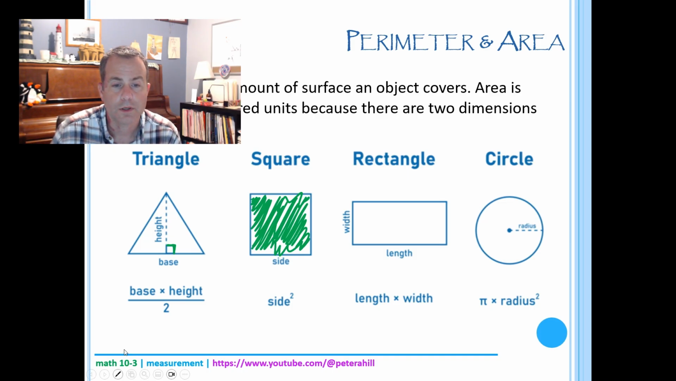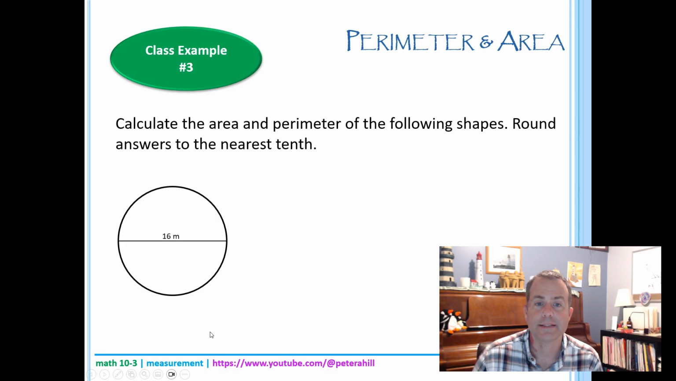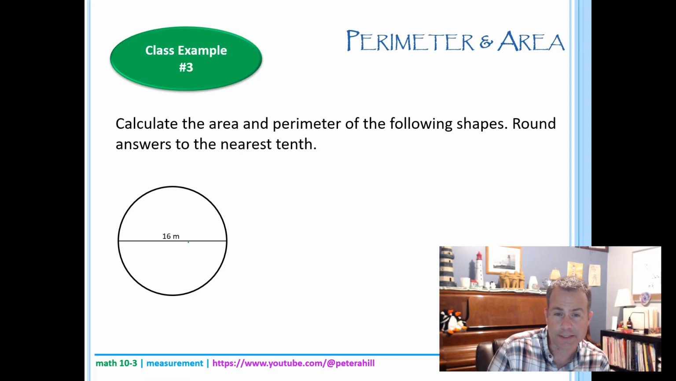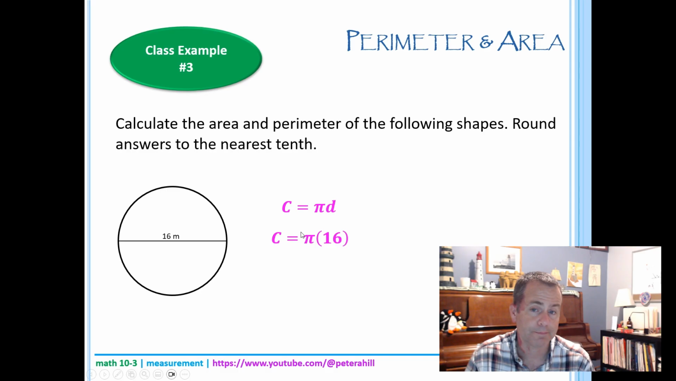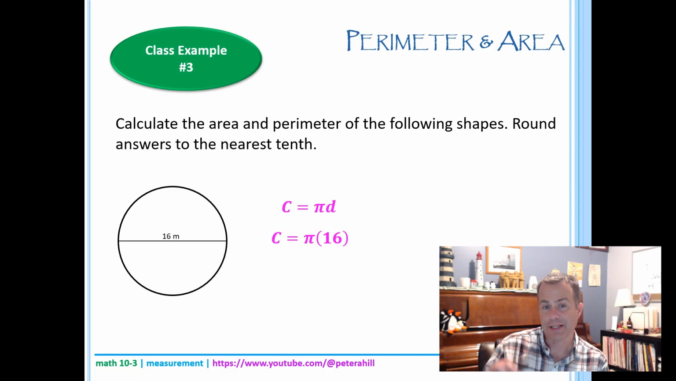All right, so let's try class example number 3. We're going to calculate the area and perimeter of the following shapes. Round your answer to the nearest tenth. So nearest tenth means one decimal place. Now, you are told that the diameter of the circle is 16 meters, and so what that means is the radius is 8. So if I wanted to calculate the perimeter, I could go pi times 16, or I could go 2 times pi times 8, depending on which formula I was using. For the area, that's pi times r squared. So that'll be like pi times 8 times 8.